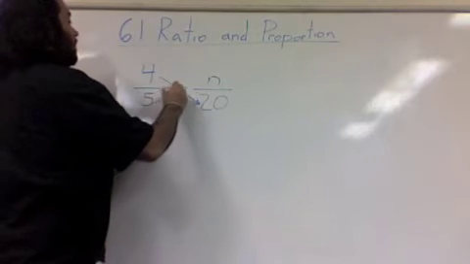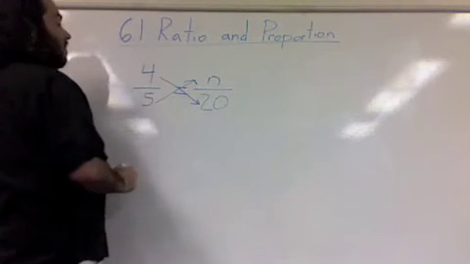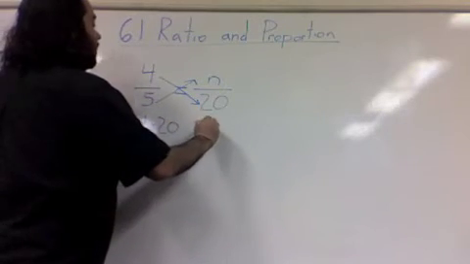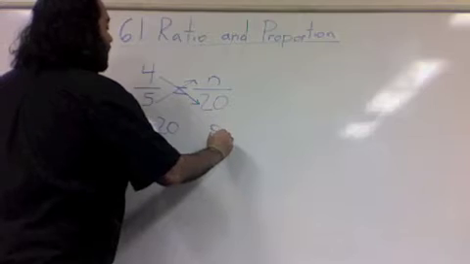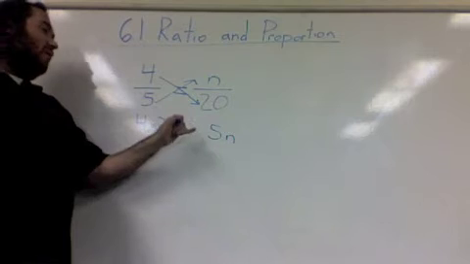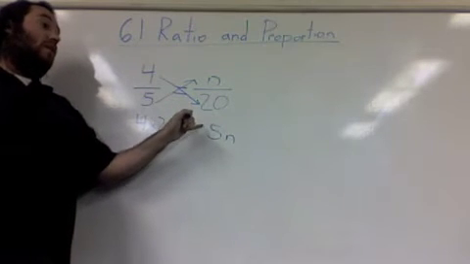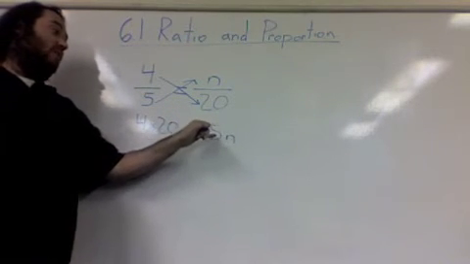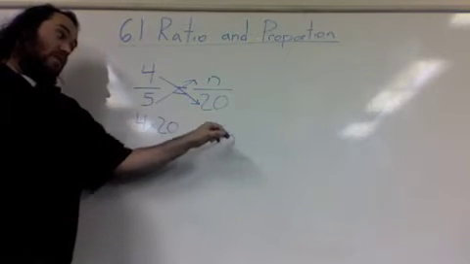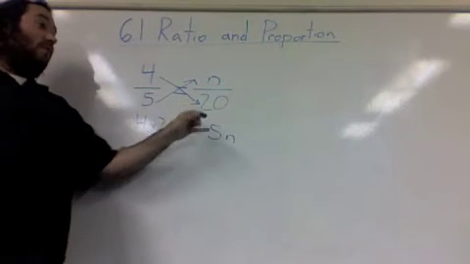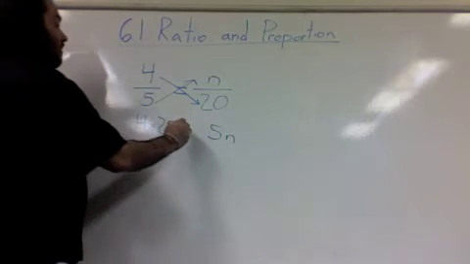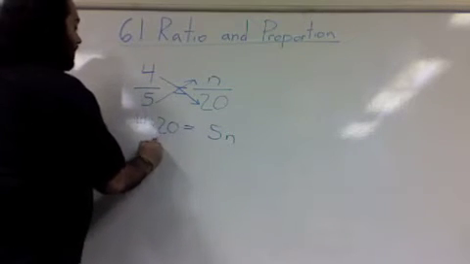4 times 20, and 5 times n. So over here we have 4 times 20, and over here we have 5 times n, which we write as 5n. Remember, when you have a number times a variable, you don't need to put a symbol in between them. You can actually just write the number and then the variable. So 5n, or 5 n's, is equal to 4 times 20. So over here, 4 times 20 gives us 80.